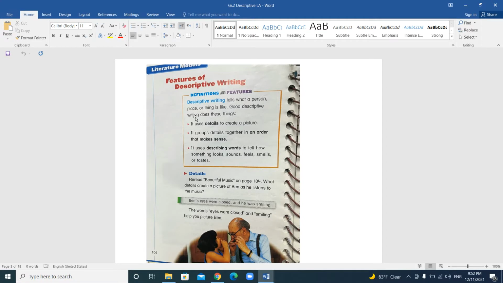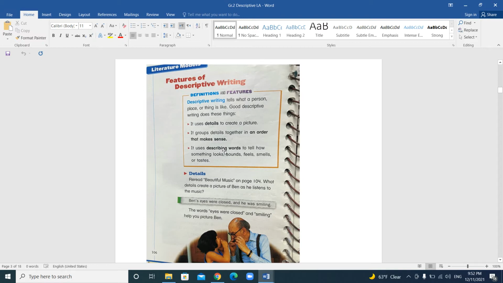You have to use details to create pictures. You have to add words that describe that thing that you are writing about, so when I read, or the person that's reading, can create a picture in his mind and understand what the person is trying to say. Also, the sentences or the group of words that you're writing should be in order so it makes sense. So when I read, I understand what you're telling me about. Okay, it used describing words.